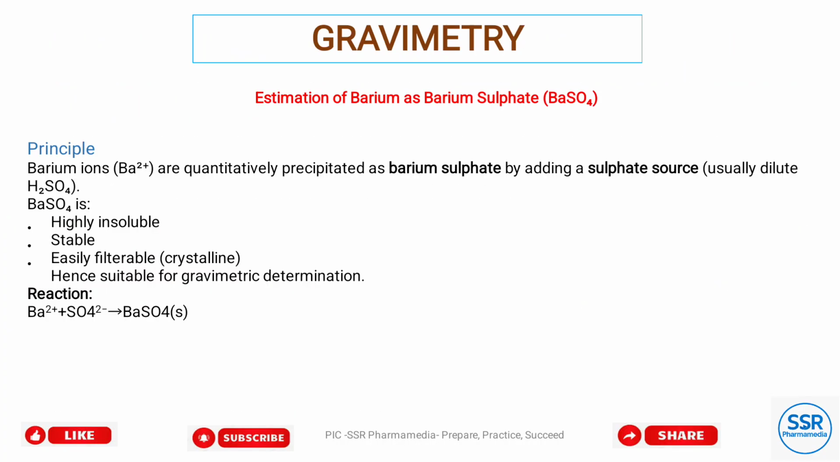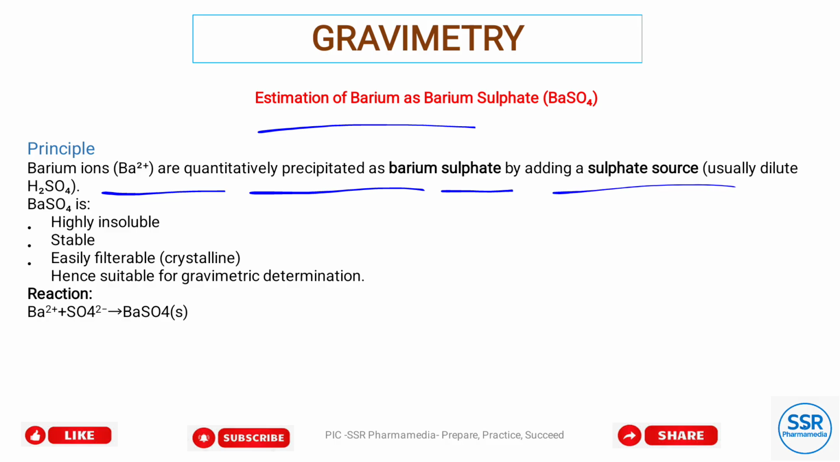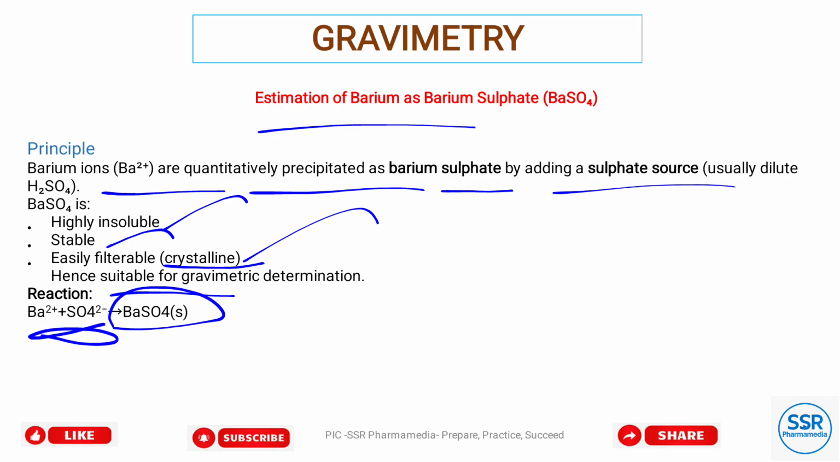Next is the principle involved in the estimation of barium sulfate precipitate. Barium ions are quantitatively precipitated as barium sulfate by adding a sulfate source as the precipitating reagent. Barium sulfate is highly insoluble, stable and easily filterable. It is a crystalline precipitate, hence suitable for gravimetric determination. Barium ions react with sulfate ions to form barium sulfate crystals.